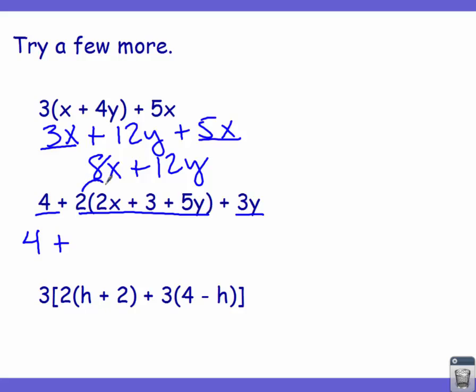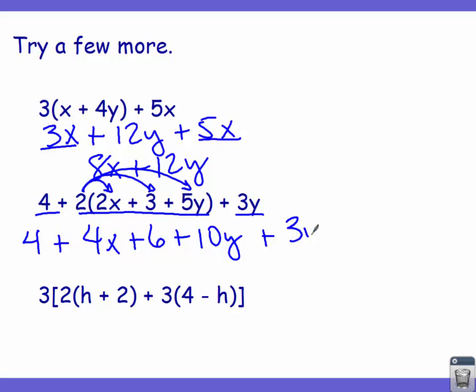So I'm going to pass the 2 out to the 2x and get 4x. We'll pass the 2 out to the 3 and get 6. Pass the 2 out to the 5y and get 10y. And then I write down what's left, the 3y. So now I put together anything that I can. Well, you'll notice I've got some y's to give me a 13y. I've got a 4 and a 6 to put together to give me a 10. And then I've just got a 4 that comes along for the ride.